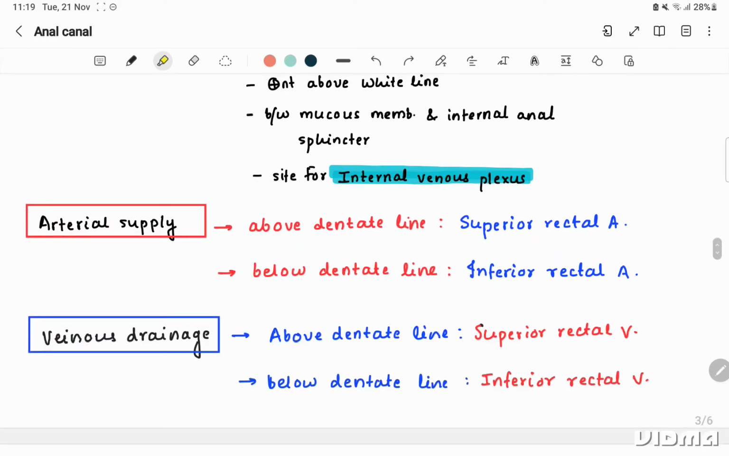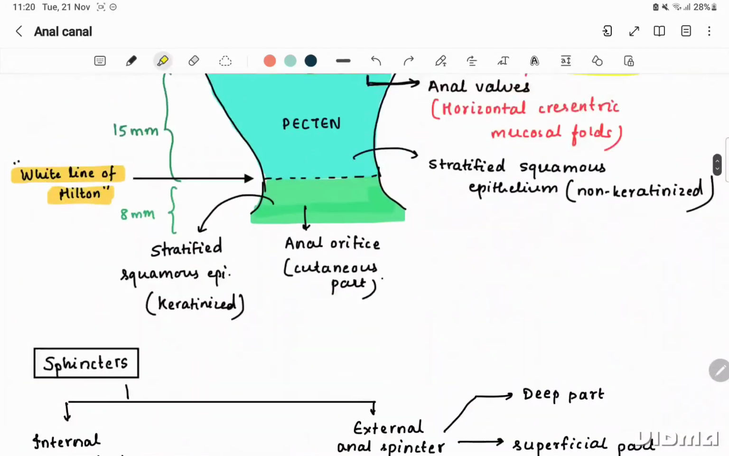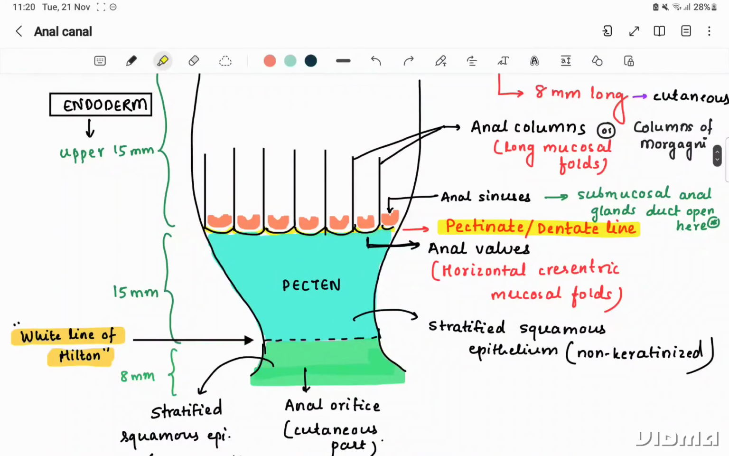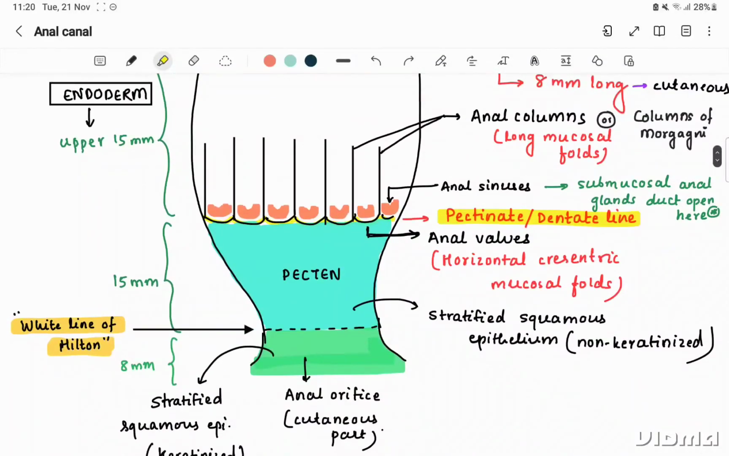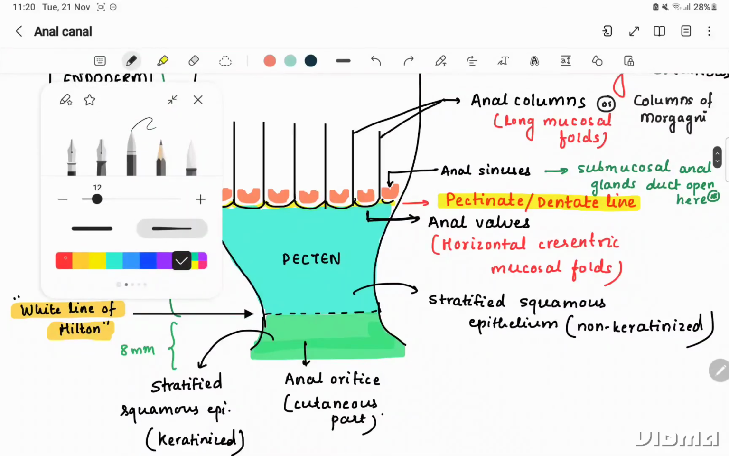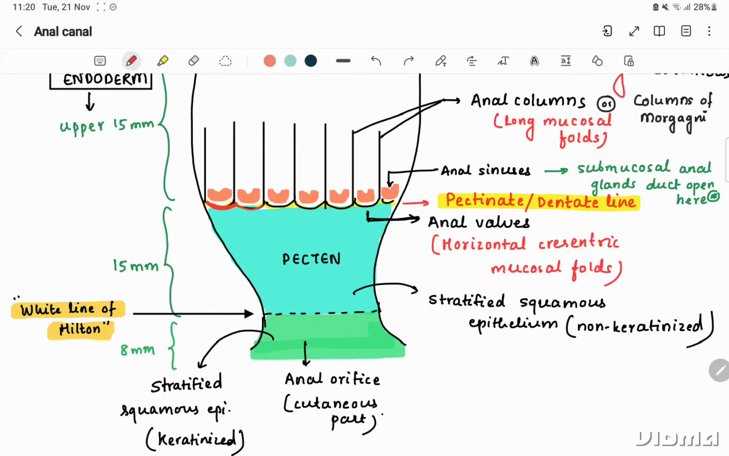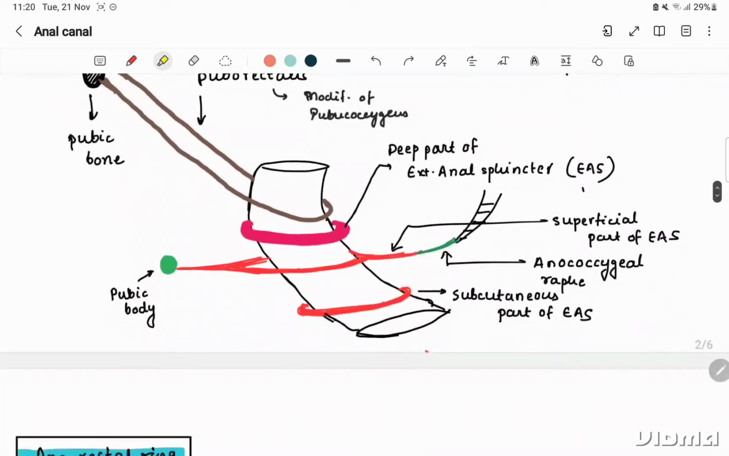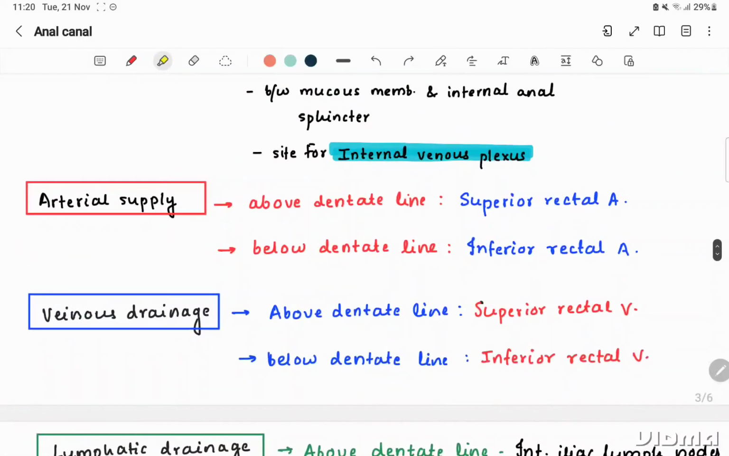Arterial supply: above the dentate line, you have the superior rectal artery. Below the dentate line, you have the inferior rectal artery. Talking about the dentate line, if I haven't told you, this curved line is called the dentate line. You can call it the pectinate line or the dentate line. Just above the dentate line, it is supplied by the superior rectal artery, and below the dentate line, it is supplied by the inferior rectal artery.